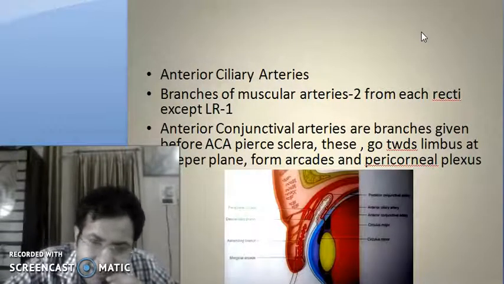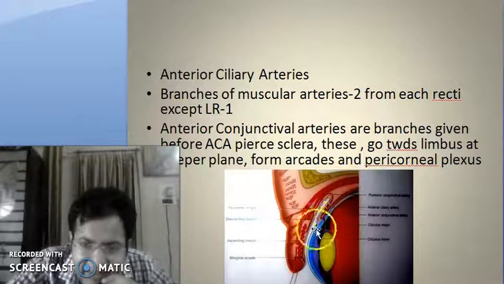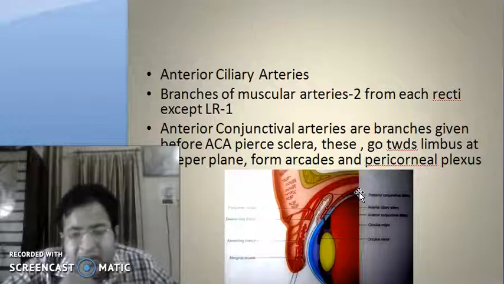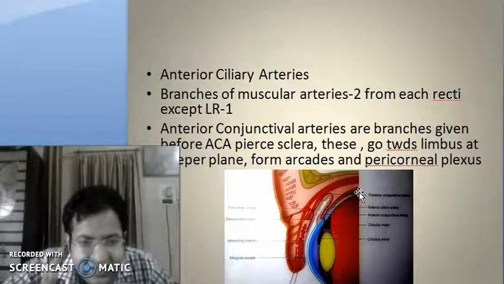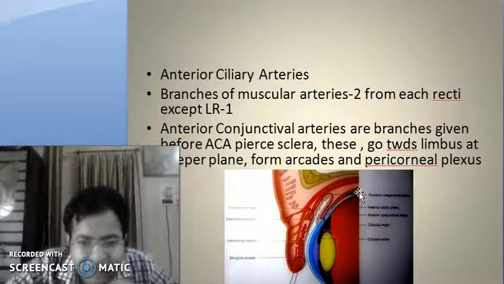Next, to supply the conjunctiva are the anterior ciliary arteries. The anterior ciliary artery is itself a branch of the muscular arteries. How many muscular arteries are present in the eye? Two for each rectus except the lateral rectus. The lateral rectus has just 1 muscular artery, so a total of 7 muscular arteries are present, and they further give out the branches of anterior ciliary arteries.